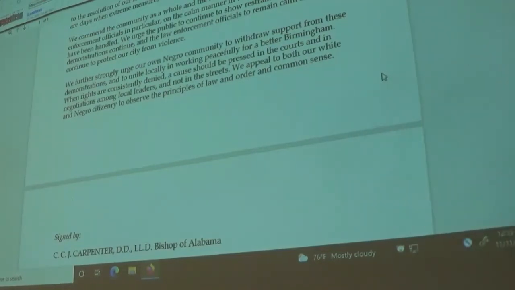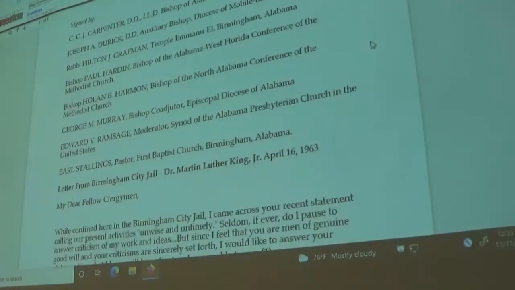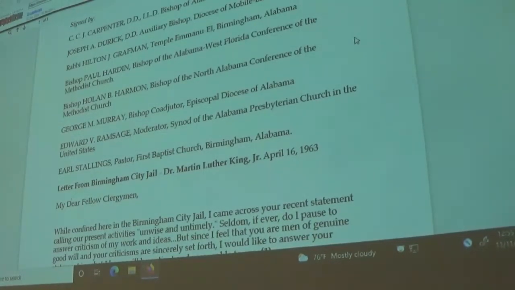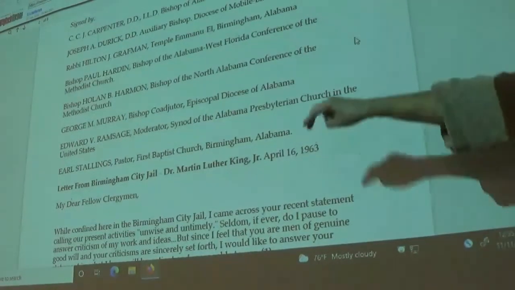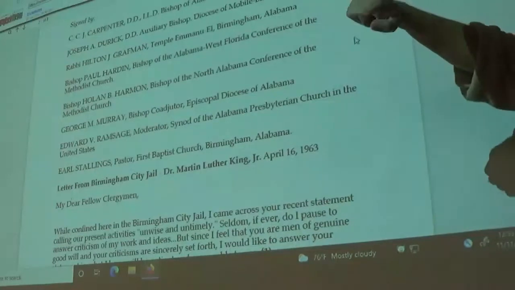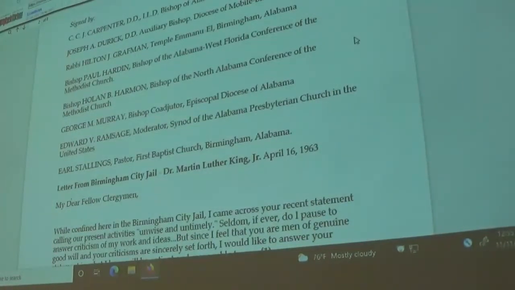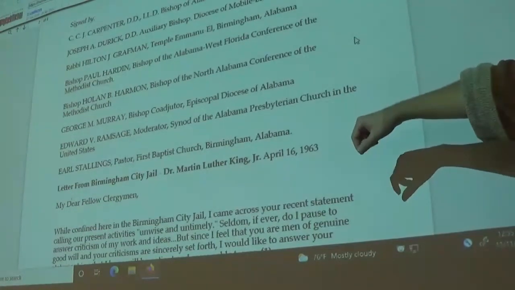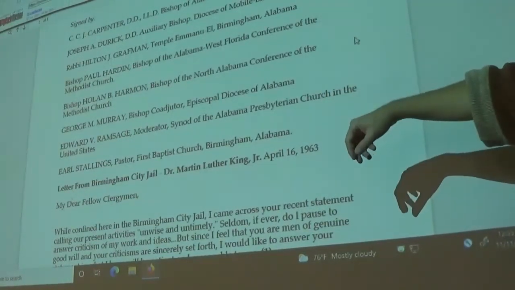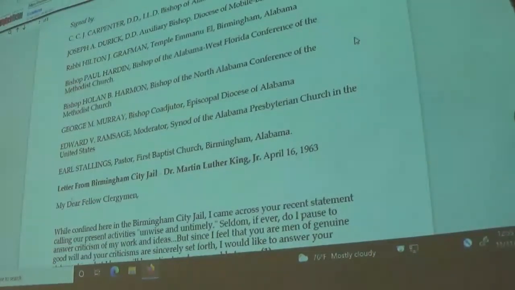One thing I also want to note about the signers of this letter is that they represent a diverse range of Judeo-Christian denominations. We have two Catholic bishops at the top, a Jewish rabbi, Methodist bishops, an Episcopal bishop, a Presbyterian moderator, and a Baptist pastor. So this would represent basically the spectrum of mainstream Christian and Jewish thought in Birmingham at this time, right?